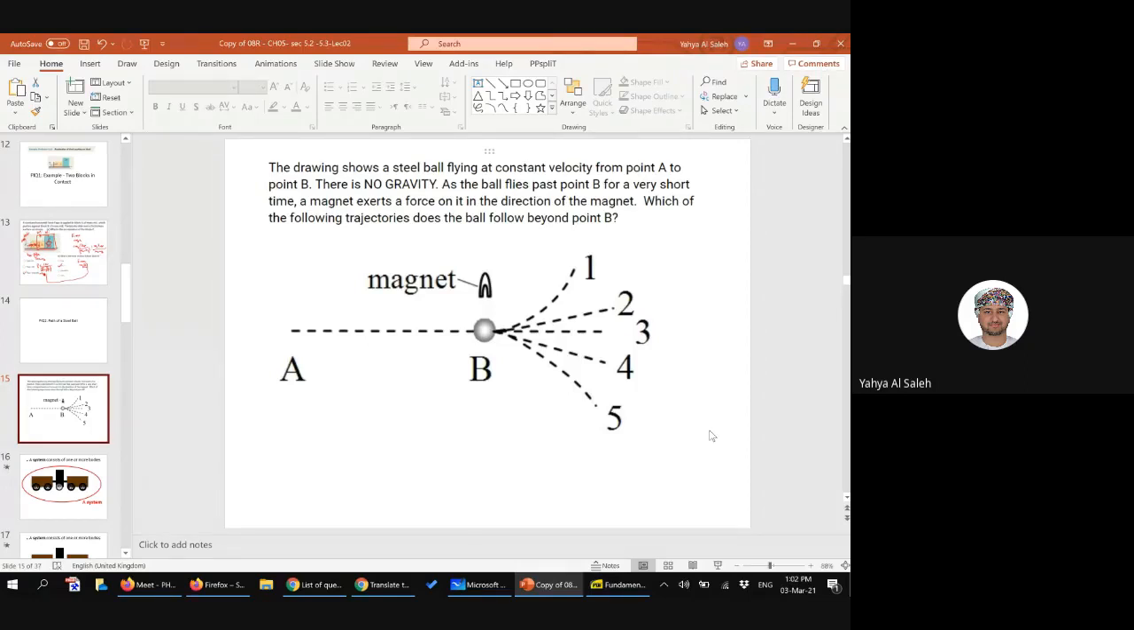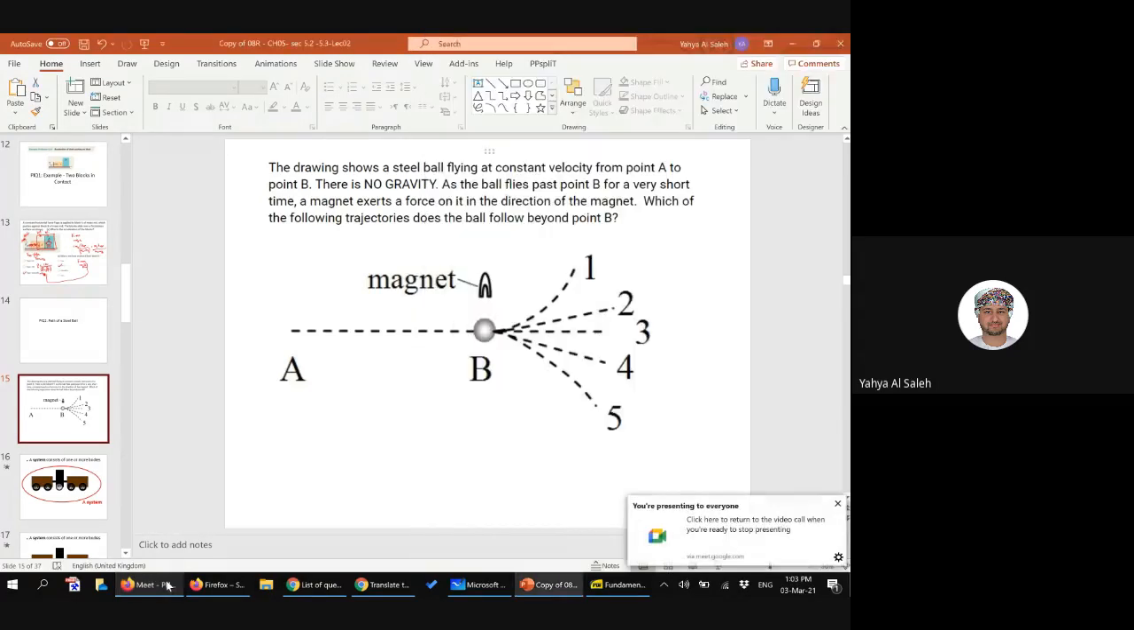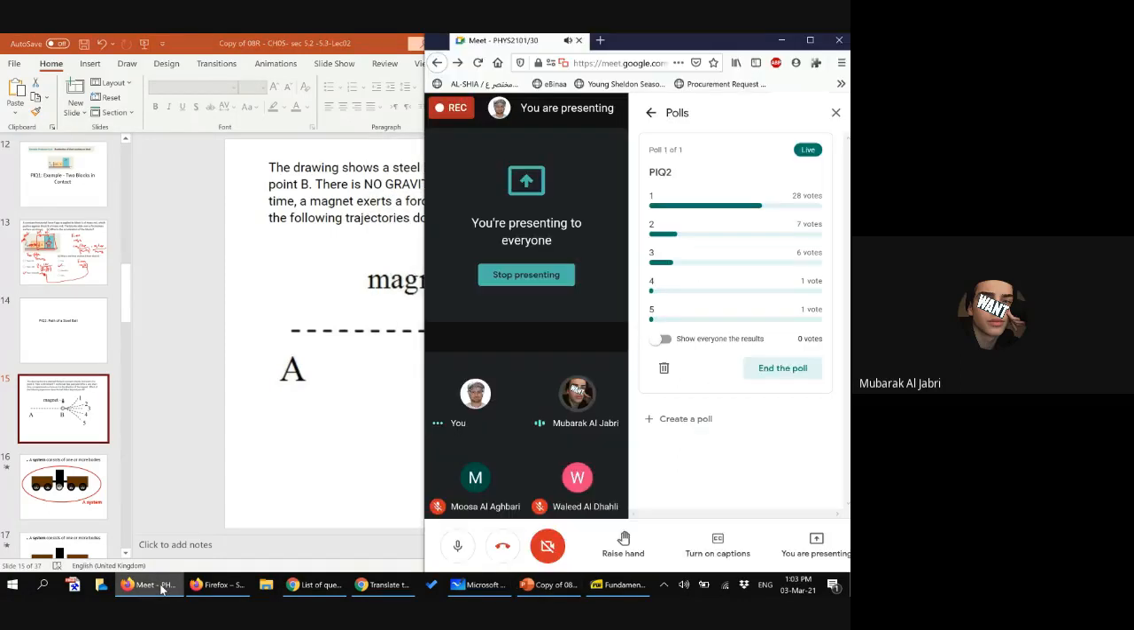On the mobile phone, there's no way to take part. Only 27 people have responded. Why is that? Doctor, I opened it on the phone and it didn't show up. It doesn't show on the phone. This is why we're using Moodle usually, because Google Meet doesn't work on the phone. No, not PIQ, here in Google Meet it's the polls.